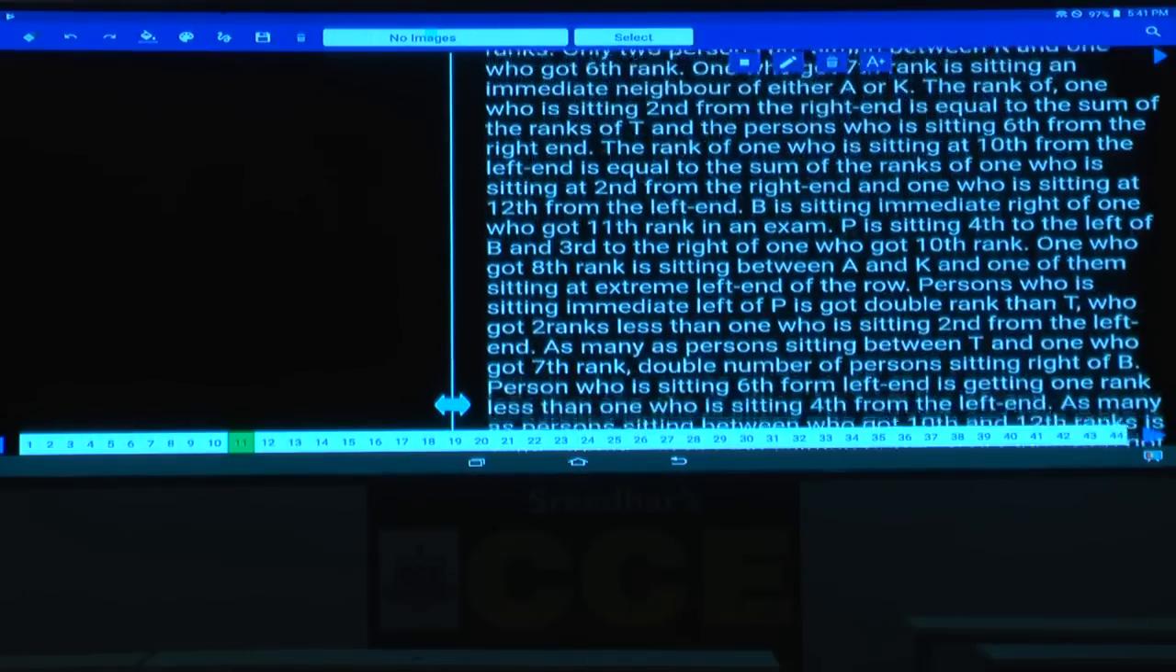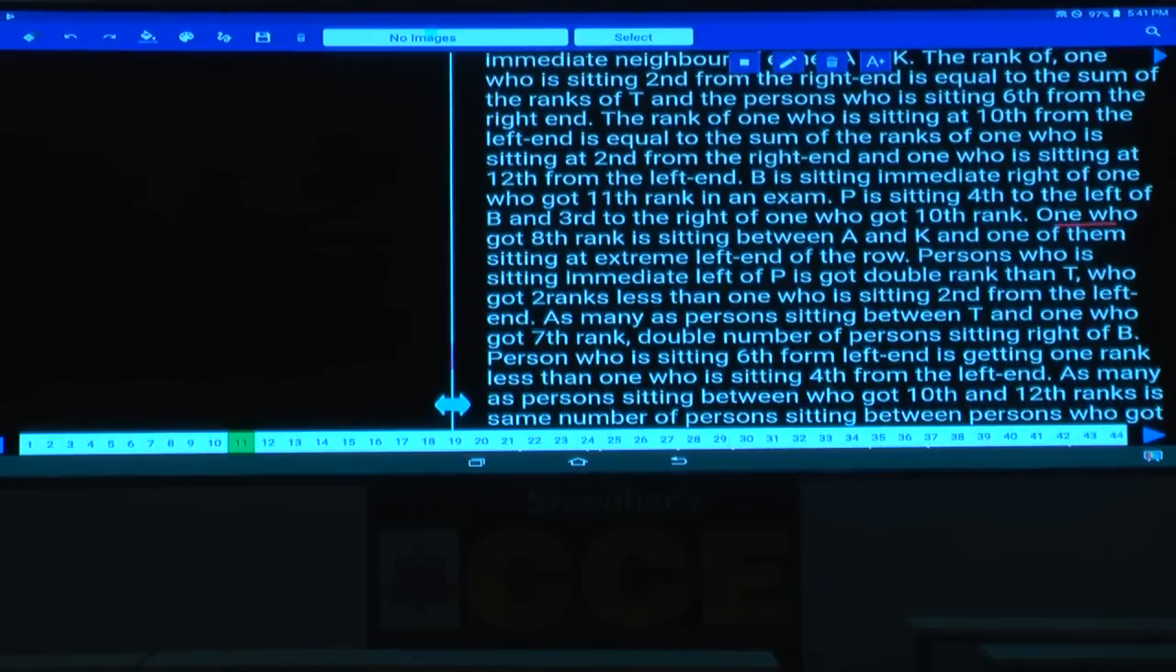Now let us start with this one. The one who got 8th rank is in between A and K. Between A and K there is one person, and that person is none other than this 8th ranker. So how many possibilities do we have? One of them is seated at the extreme left end of the row. Either A can be at the left extreme or K can be at the left extreme. Hence we have 2 possibilities for A and K. If A is here at 1, this will be K; the other possibility is K is at 1 and A will be here.